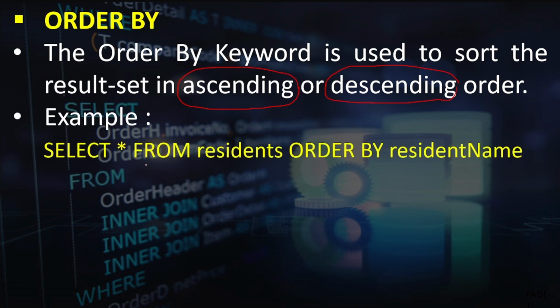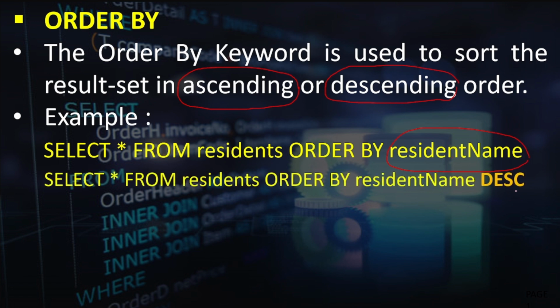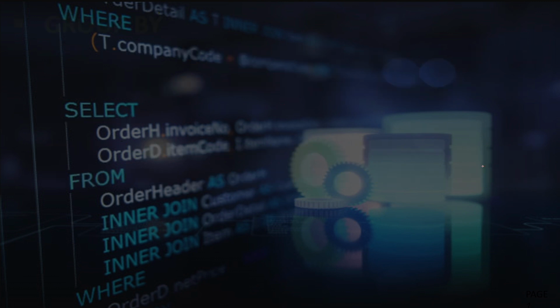One such example is: select all from resident order by resident name. Every resident has a resident name. So based on the alphabets A, B, C like this, the record set will be arranged and displayed to you. Make sense? And if you want to do the same thing in descending order, so that names starting with Z come first, then Y, then X, and so on, you can write DESC, that is descending. Make sense?